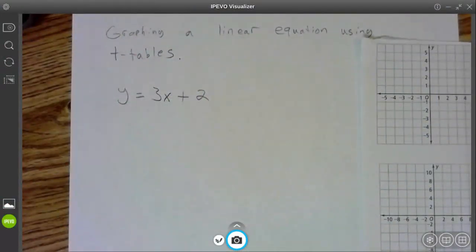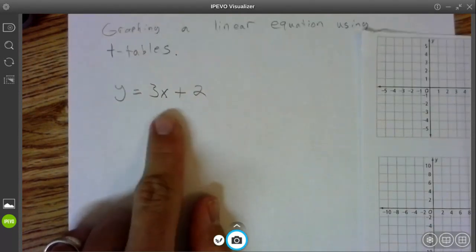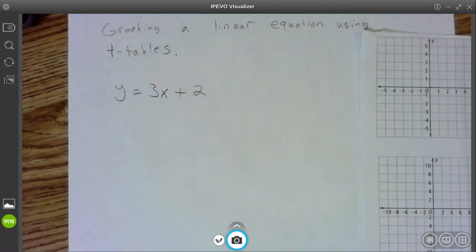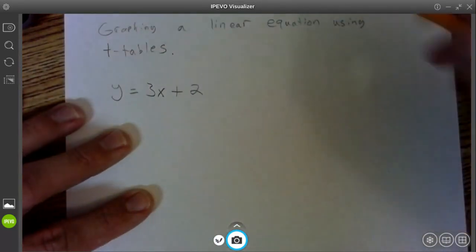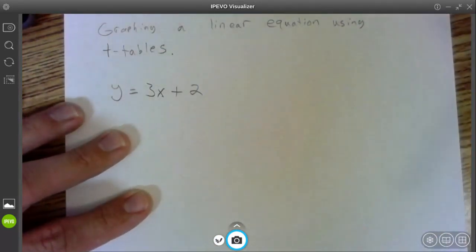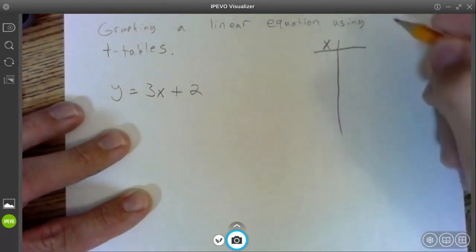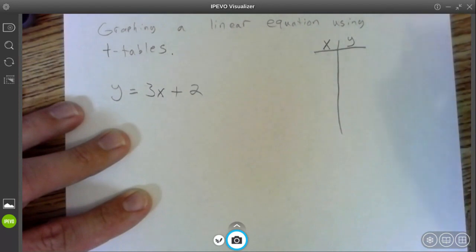In this video, I'm going to look at how to graph a linear equation or linear function using a t-table. So a t-table looks something like this. There you go. And you're going to have a column for x's and a column for y's.